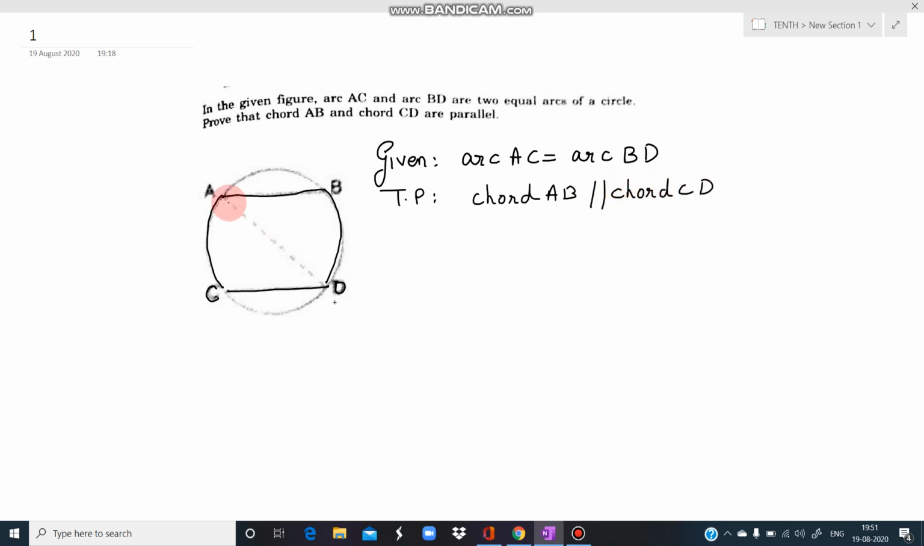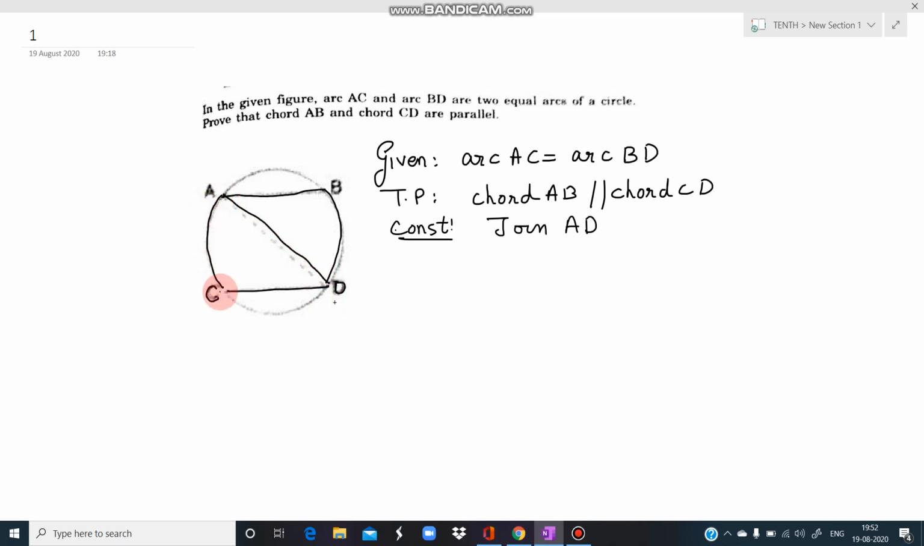is parallel to the chord CD. So if we have to prove two lines are parallel, either we prove that alternate angles are equal, or anything else, you already know it. So here we do one construction, that is we join AD. We can join BC also, it is our choice. So what do we do here? We join this AD.